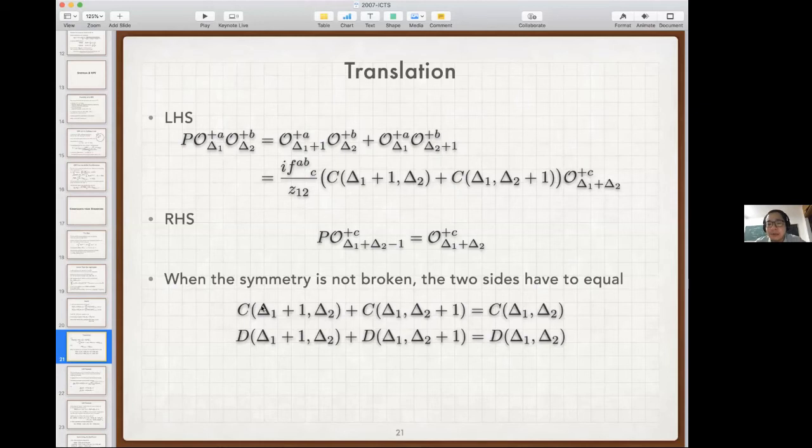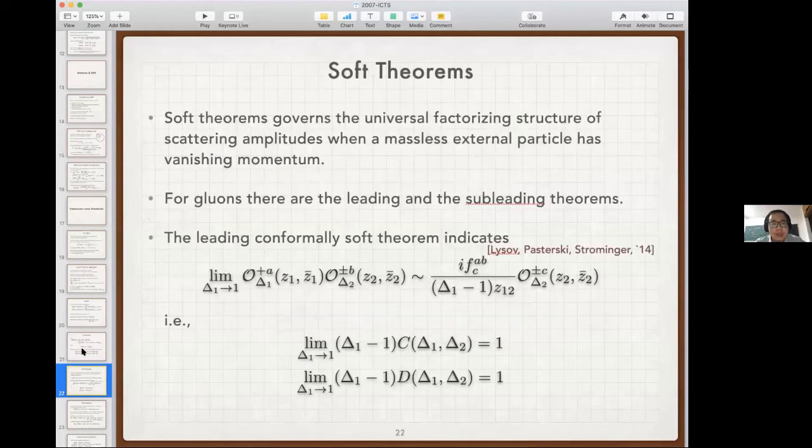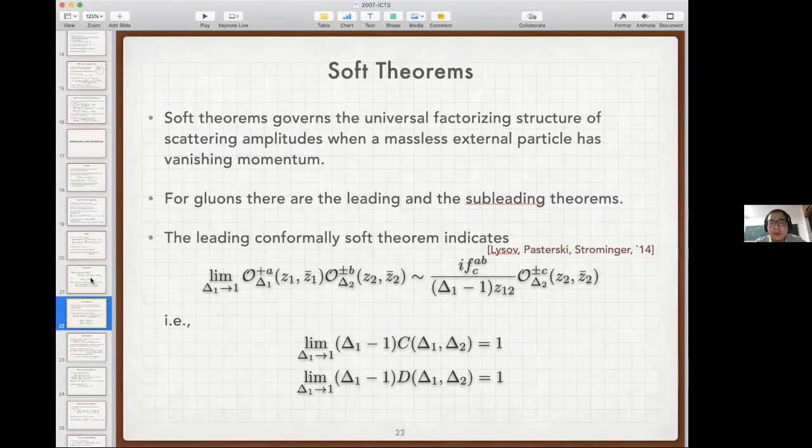So you shift in different parts, with some shift in the conformal dimensions, and there should be a relation connecting them. Okay, this is a constraint from the translations. And in addition, let's also look at the soft theorem.